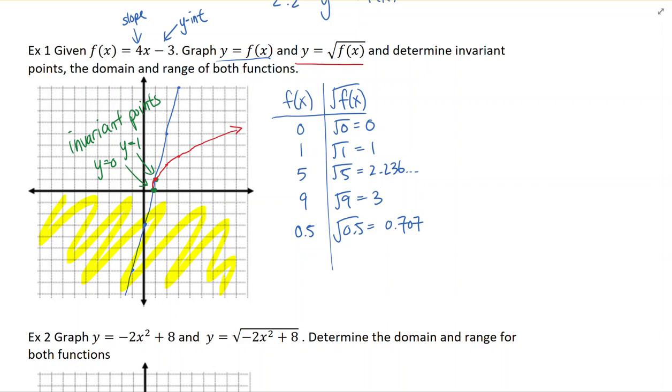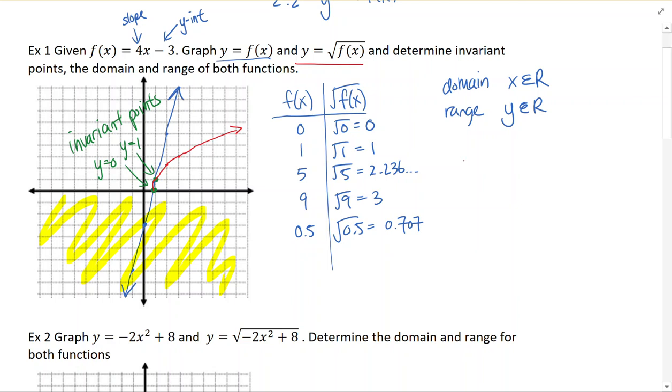Next, let's look at the domain and the range. Let's look at the blue one. The domain of the blue graph is x belongs to all real numbers, and the range, y, belongs to all real numbers, because keep in mind this graph does continue on forevermore.